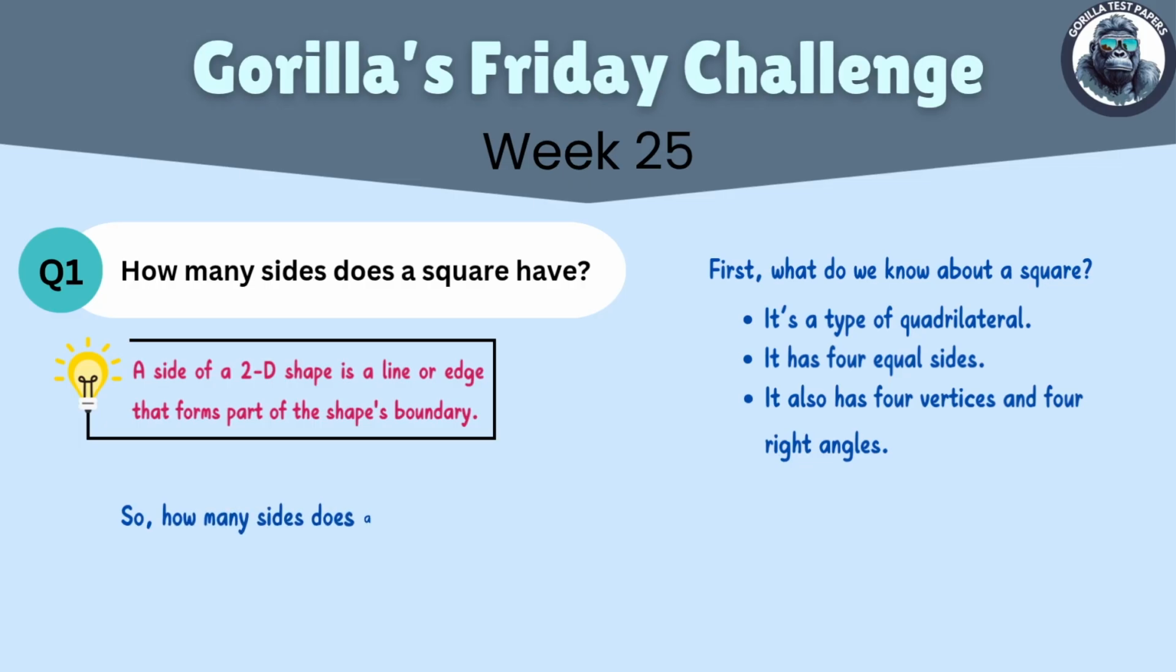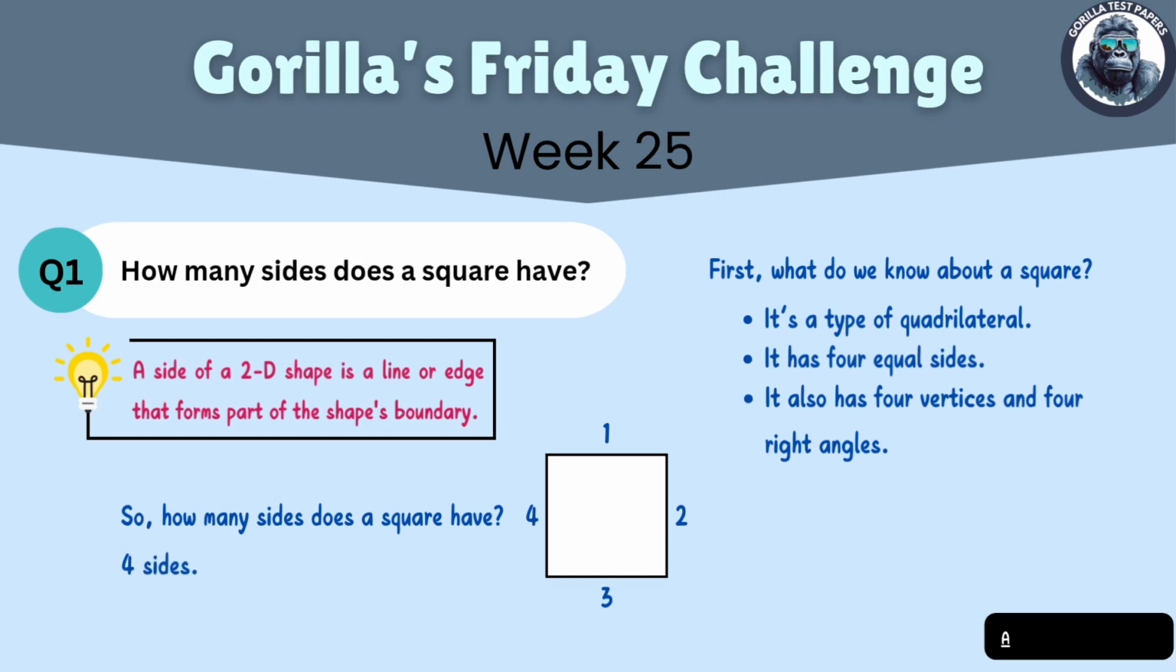So how many sides does a square have? Let's count the sides together. So we've got 1, 2, 3, and 4. That's right, 4 sides. This is the answer for this question.